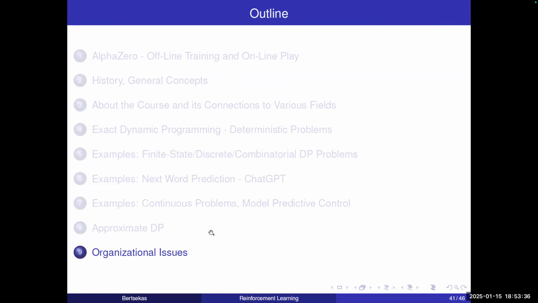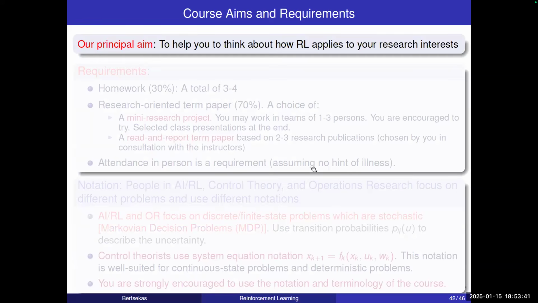Let's talk about some organizational issues. The aim of our course is to help you think about how reinforcement learning methods, particularly the methods covered in our course, can be applied to your research interests. For this reason, we have de-emphasized some complex mathematical issues involved in the dynamic programming and reinforcement learning theory, because we want to help you connect your research with the methodology introduced here. At the same time, we want to emphasize that there is plenty of math involved in dynamic programming and reinforcement learning theory, and for those of you who are theoretically oriented, there is no shortage of analysis that one can do.